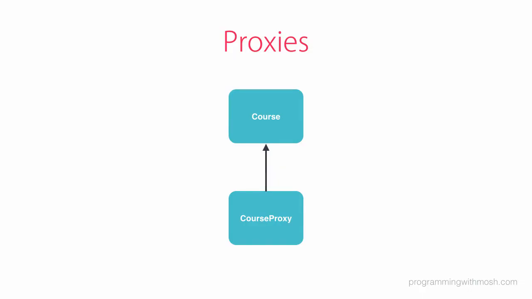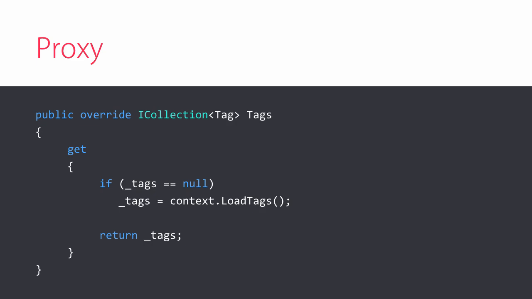So basically, at runtime, Entity Framework creates a new class that derives from our course class, and we call this course proxy. The reason we call this proxy is because this class looks exactly like our course class, but it has some additional behavior. In this case, it's going to override the tags property with some piece of code like this. So in the getter, first it checks if the tags field is null. If it is null, it's going to use context to load the tags for this course. Now the actual implementation of this is a bit more complex than these two lines here, but this is just to give you an idea. And finally, we return the tags field.